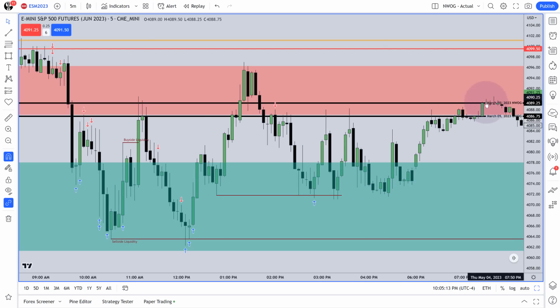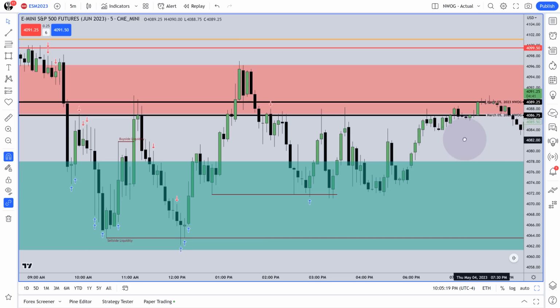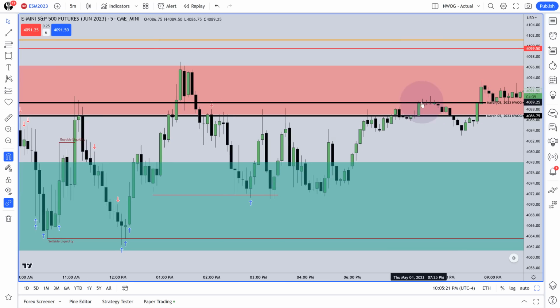Runs right through them and goes to what level? The high of the March 5th, 2023 new week opening gap high. Look at the candle work right there, folks. Look at that. That's not random. It's gravitating to these same levels because you think it's buying and selling pressure.